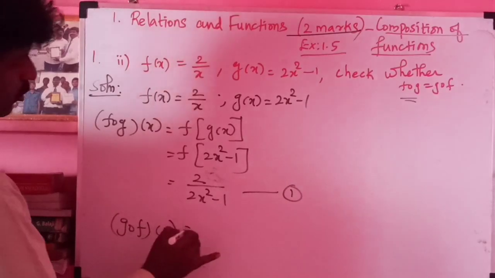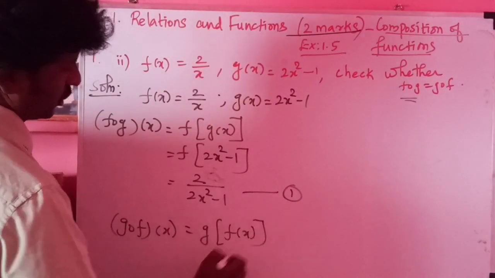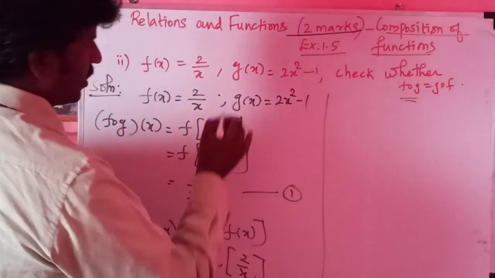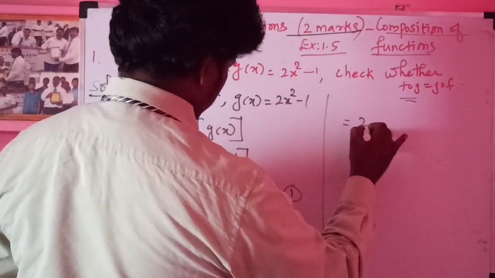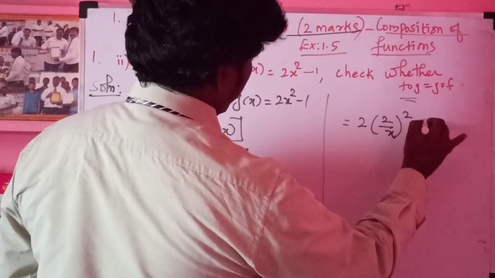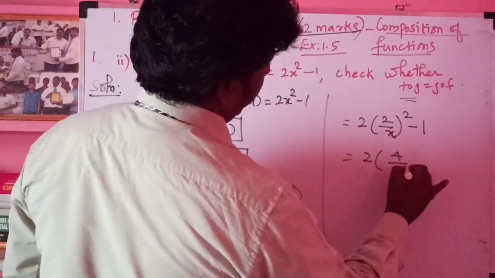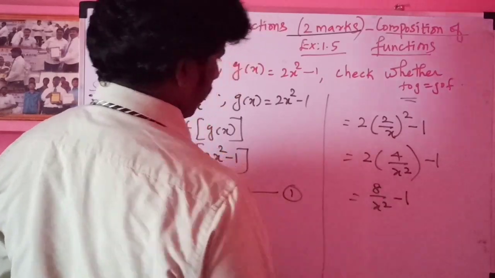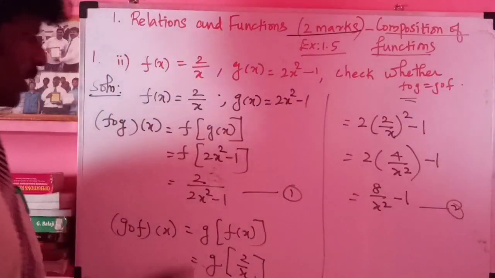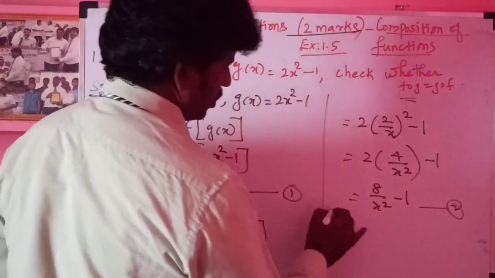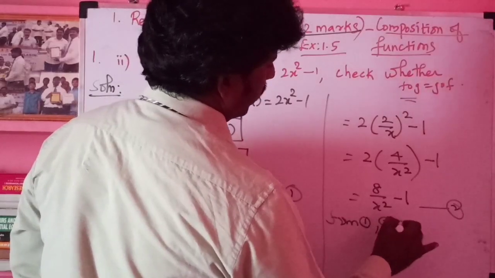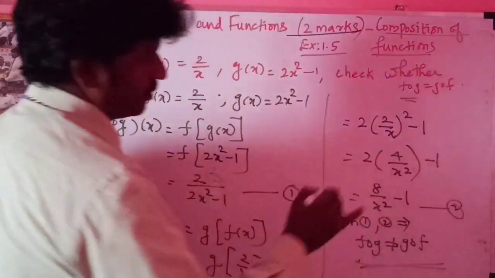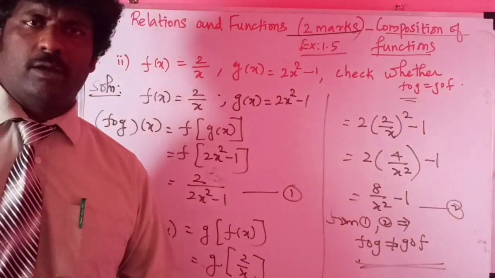For g dot f, find out from here. G dot f of x is equal to the g of f of x. The g of what is f of x here? 2 by x. So let's substitute in g. What is g value? 2x square minus 1. So 2 into the 2 by x the whole square minus 1. 2 into 4 by x square. Am I right? So now 2 into 4, 2 4s are 8 by x square minus 1. This is equation 2. But check, 1 and 2 here also not equal. So from the equation 1 comma 2 implies f dot g not equal to g dot f. Understood? Now let us see the next problem.